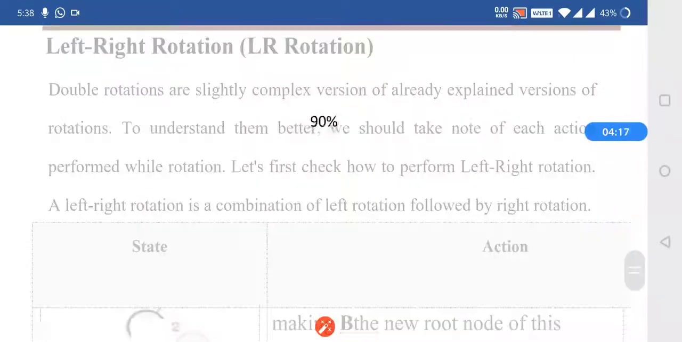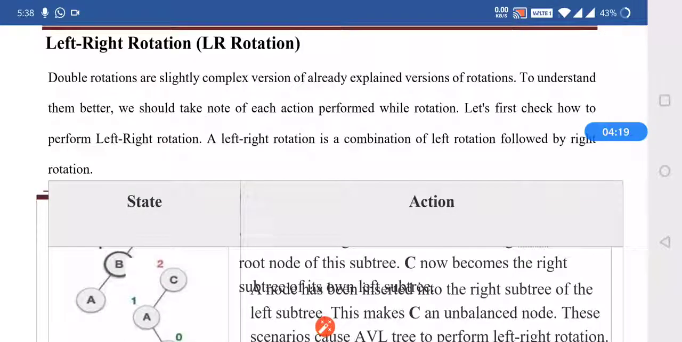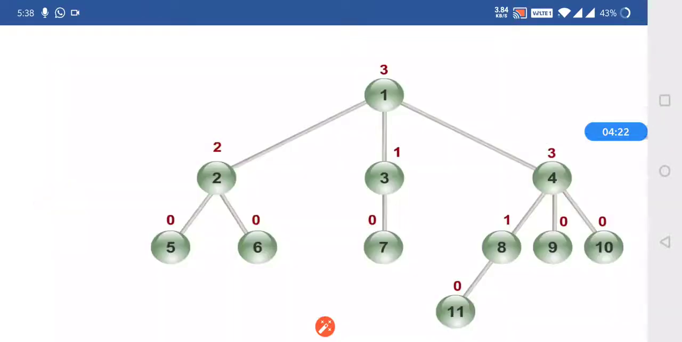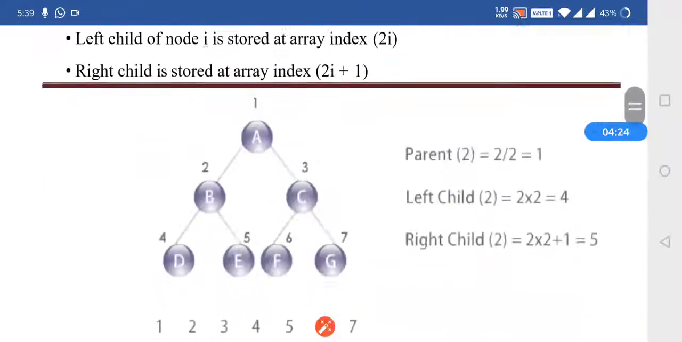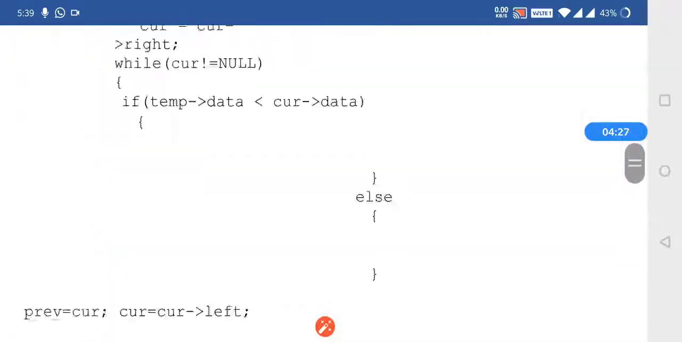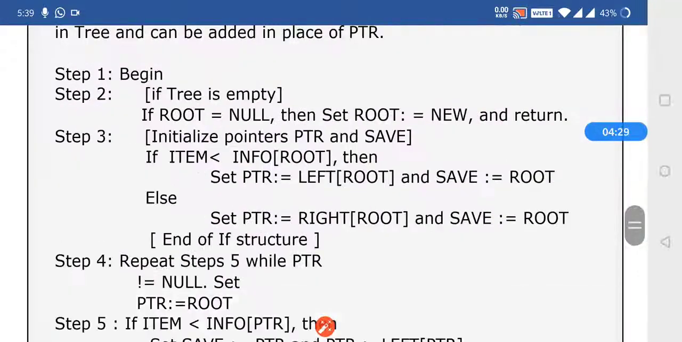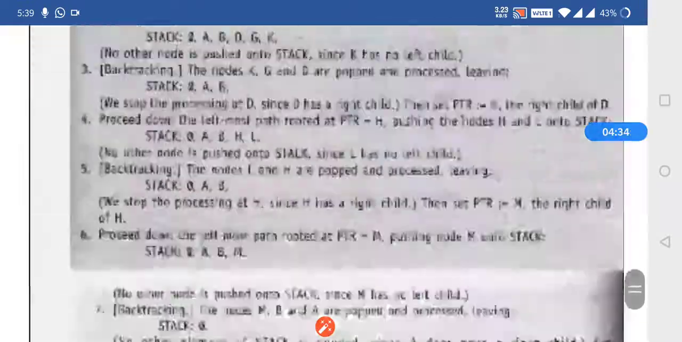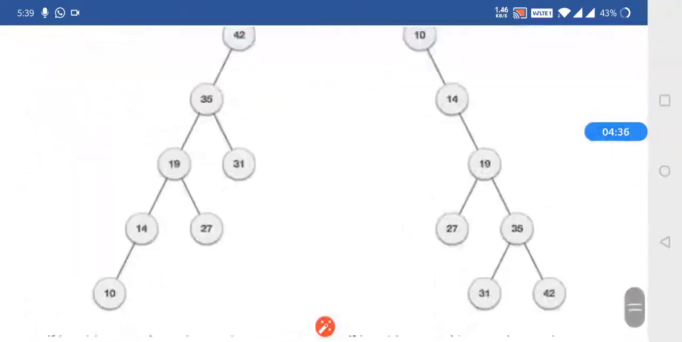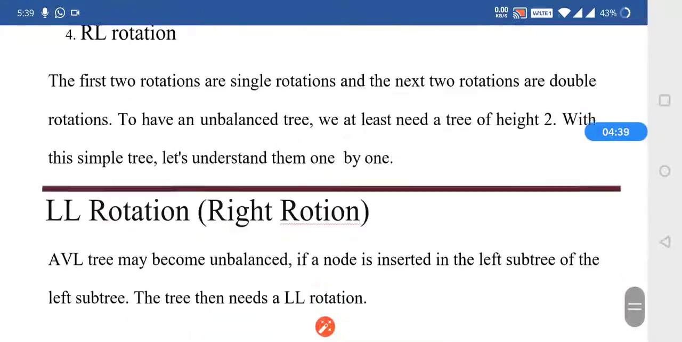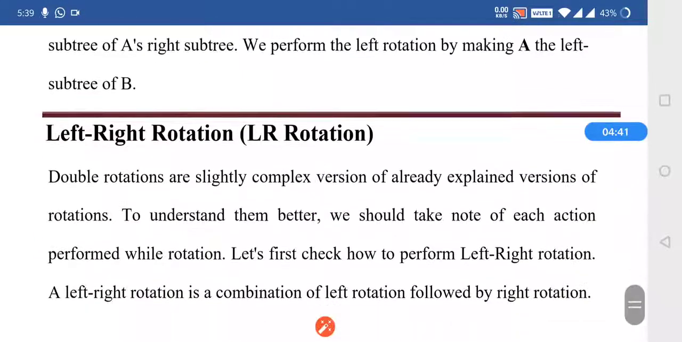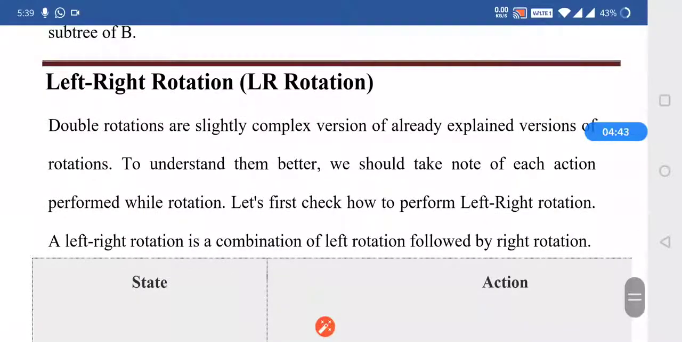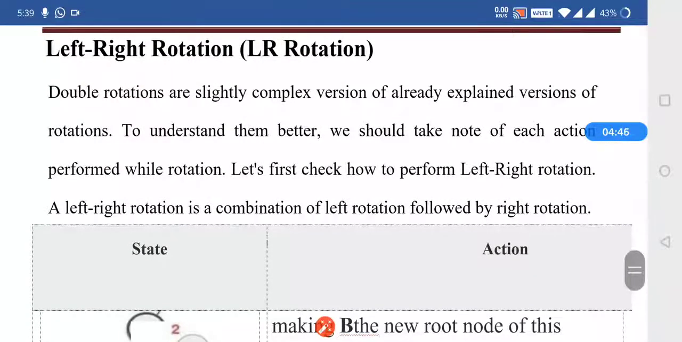Now the next is LR rotation. LR rotation is a double rotation, and double rotations are slightly complex. The first ones we saw, LL rotation and RR rotation, are single rotations. Now as we go through the LR rotation, it is a double rotation. A double rotation is the complex version of the previous rotations. So for that we will see it step by step.